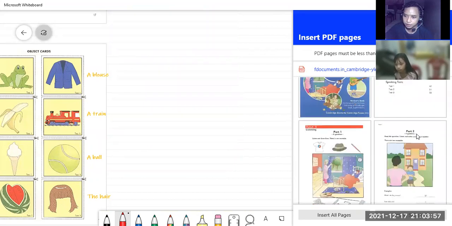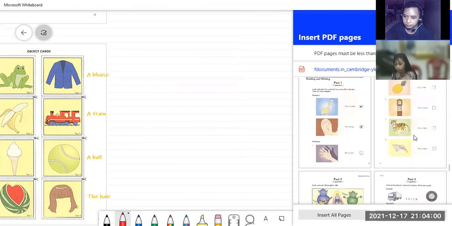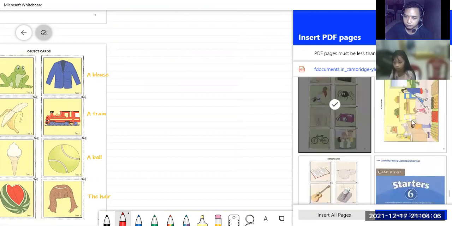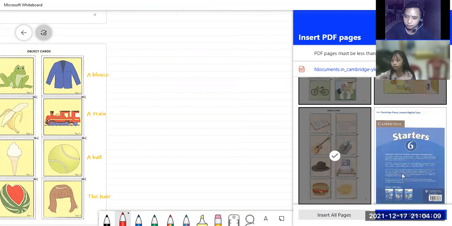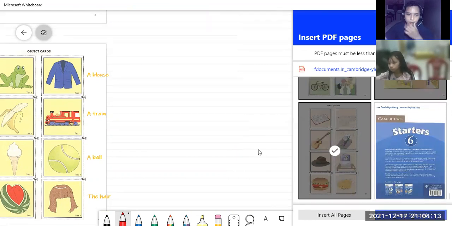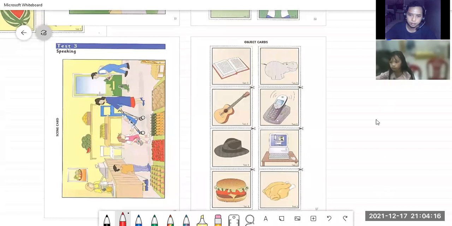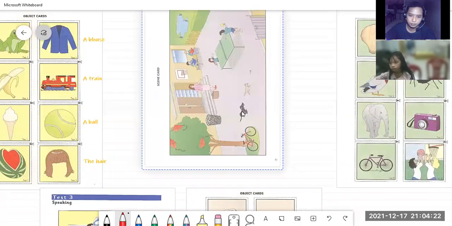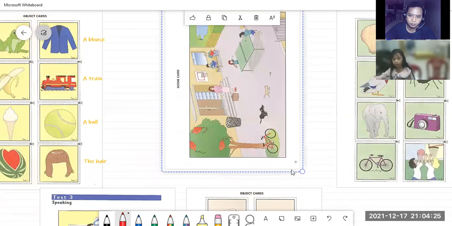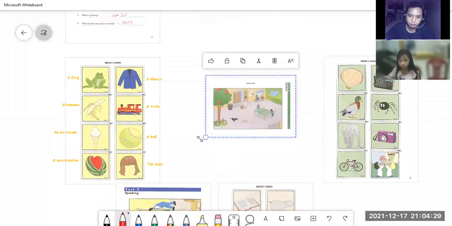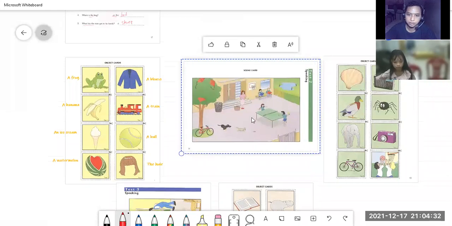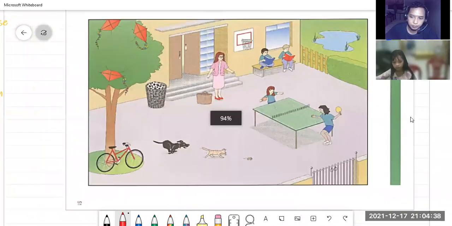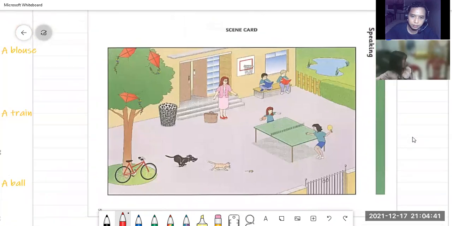Wait a moment. Okay, let's look at here. Okay, can you look at the picture? Okay, what is on the picture?